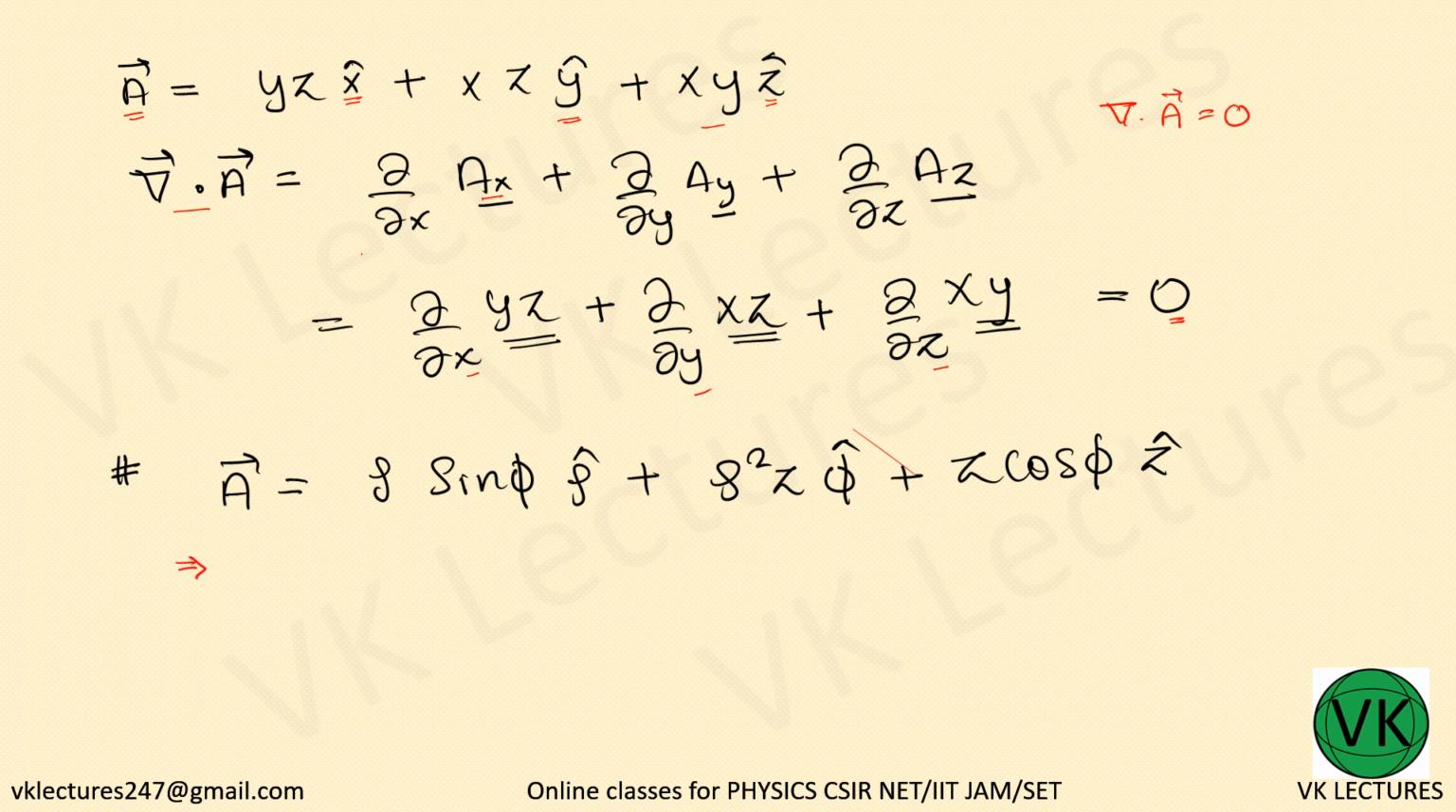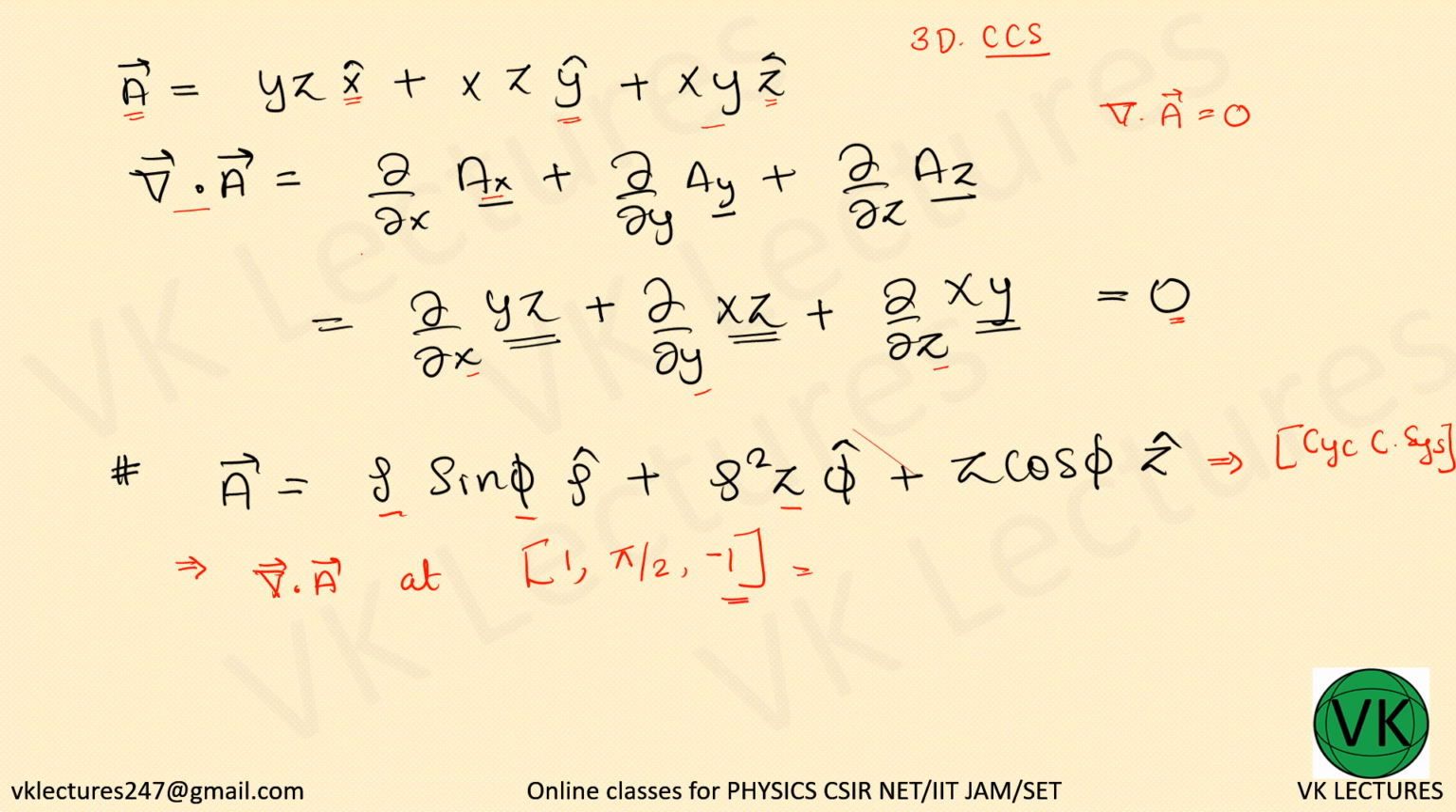The first question is from the three-dimensional Cartesian coordinate system, and in the second one you have rho, phi and z. So this is a cylindrical coordinate system, and you need to find del dot A at 1, pi by 2, minus 1. So this is the question. Please find the answer.